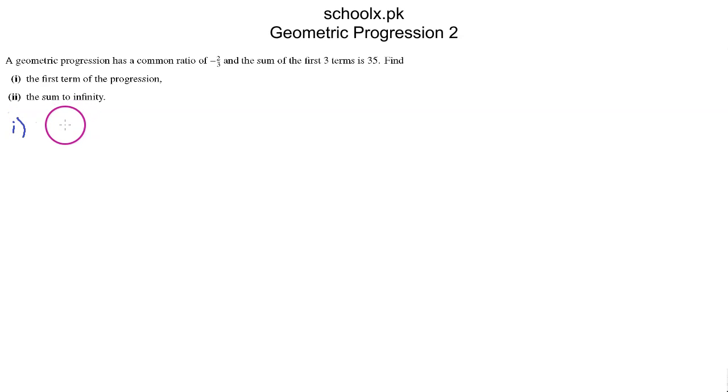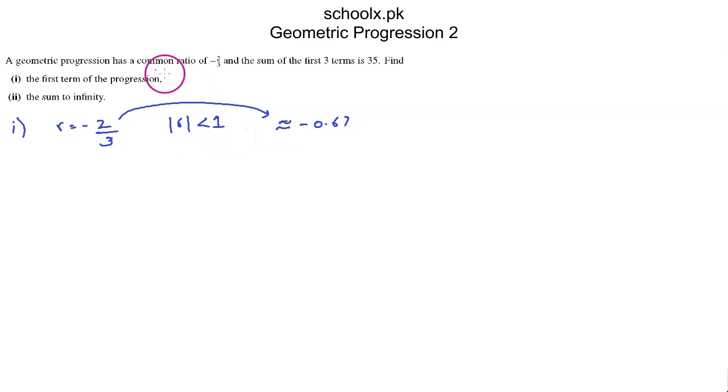Now it is a good practice to write down the data you have been given. For example, we have common ratio is -2/3, modulus of r is less than 1, as -2/3 is somewhat -0.67, right? Hence the modulus of r is less than 1, hence this geometric progression will have a sum to infinity. In the first part, they are asking us to find the first term of the progression, and they have also told us that the sum of the first three terms, S3, series up to third term, is 35, right?